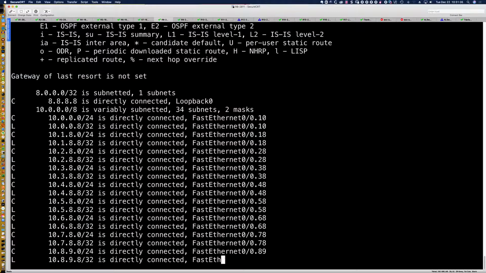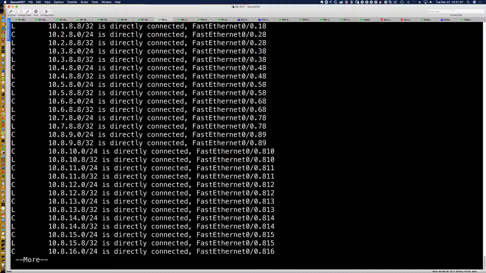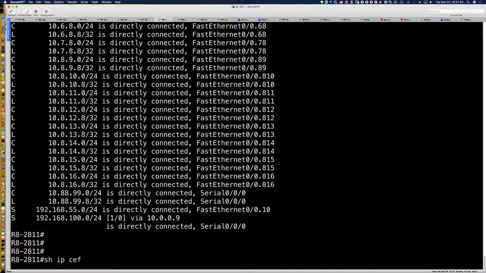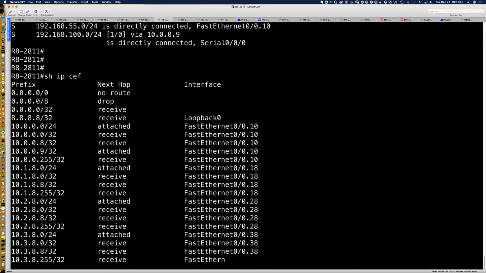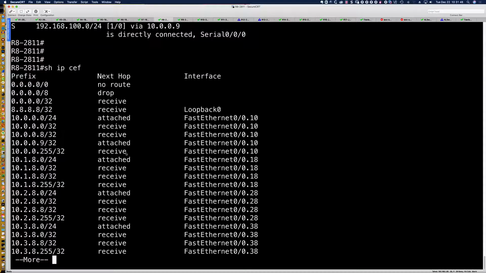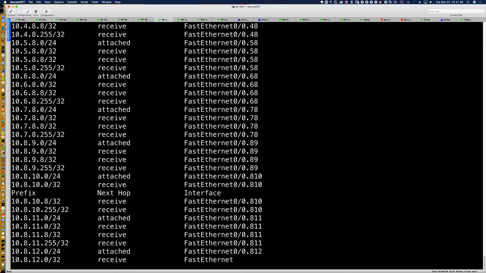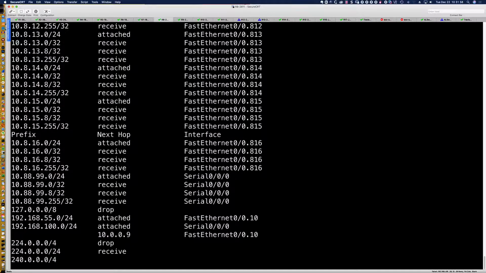And as you can see here, the information is presented in a different format. However, it's the same information that we see when I say show ip cef. And this is showing me the Forwarding Information Base. Again, for all of these prefixes, we're seeing the interfaces that are associated with the forwarding of traffic.